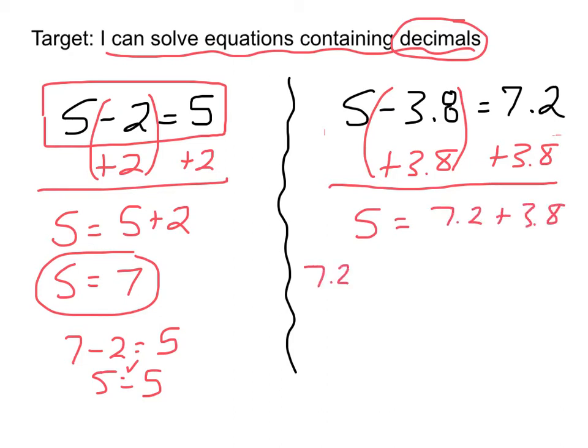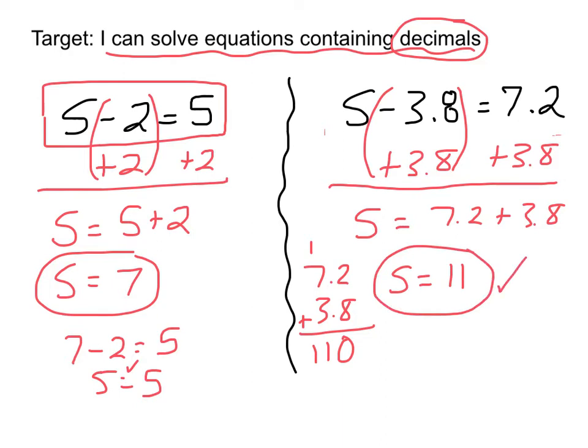So 7.2 and 3.8, if I line up the decimals to add, 8 plus 2 is 10, carry the 1. 3 plus 7 is 10, plus 1 is 11. S equals 11. So if I substitute that back in, this is where substitution to check would be harder. 11 minus 3.8, yeah, it sounds like it's going to be close to 7.2, so we'll just go ahead and assume that answer is correct.